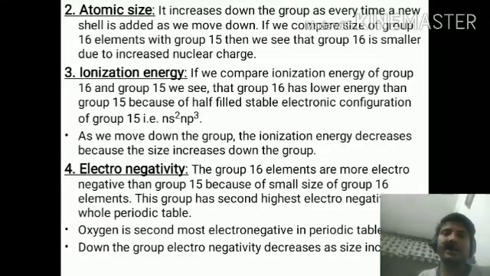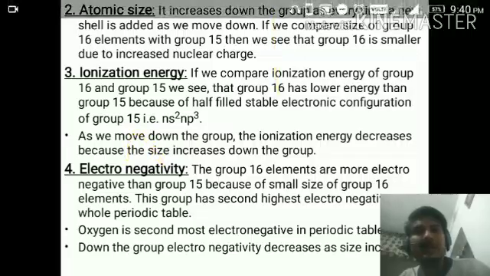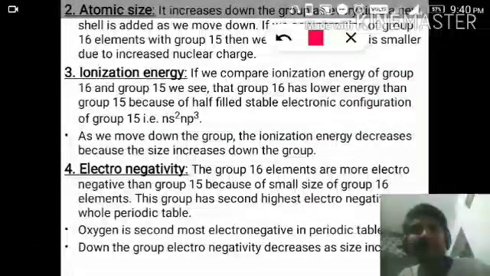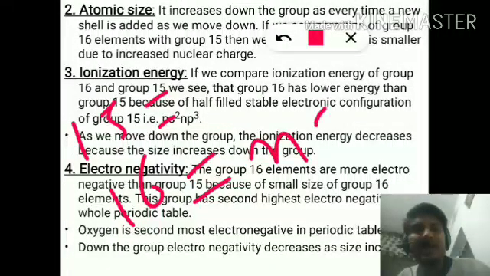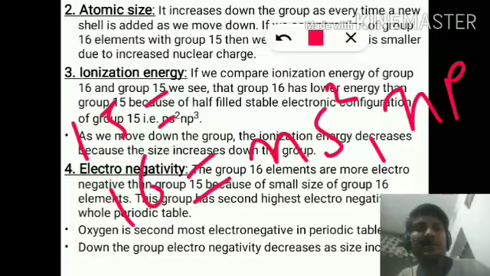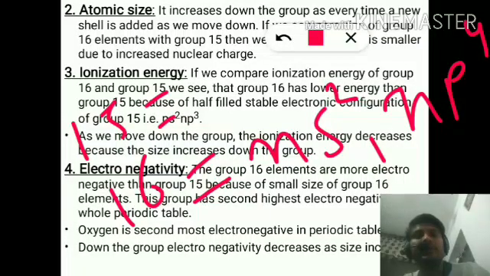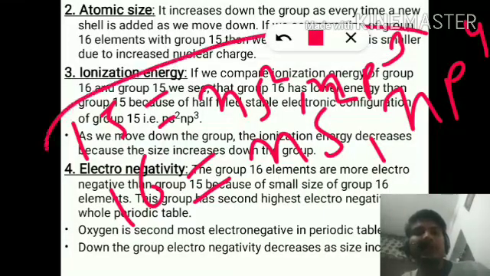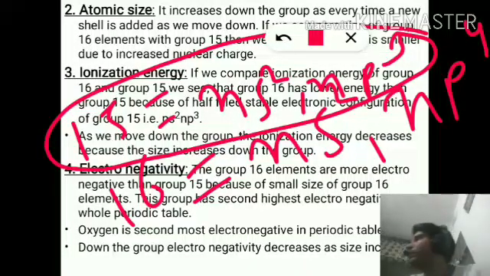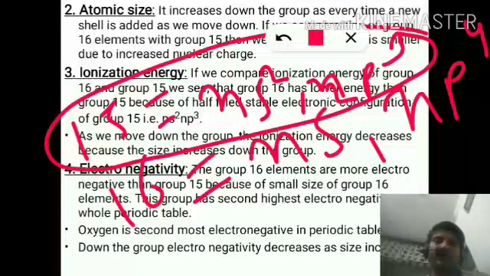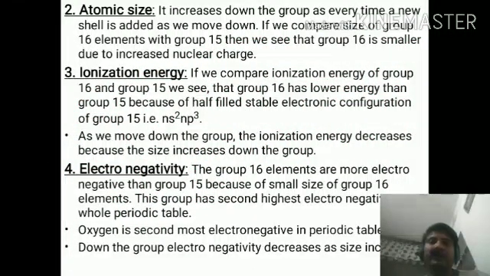The electronic configuration of the 16 group is ns2 np4, and the electronic configuration of the 15 group is ns2 np3. So the 15 group is highly stable because it contains the half-filled orbital configuration. So we can say the ionization energy of the 15 group is high compared to the 16 group. Okay. Now the next topic is electronegativity.